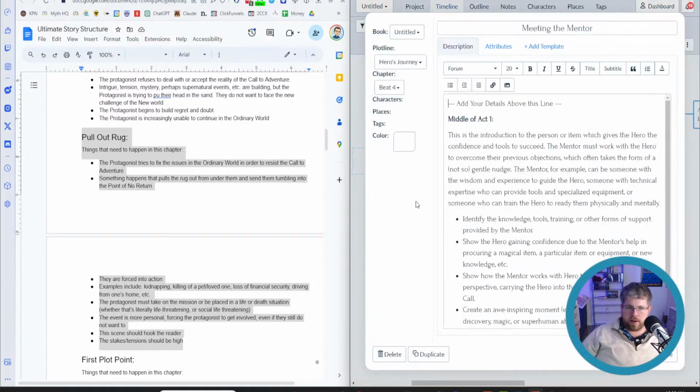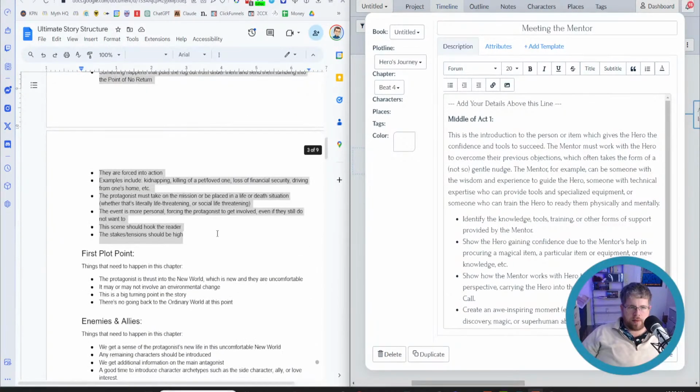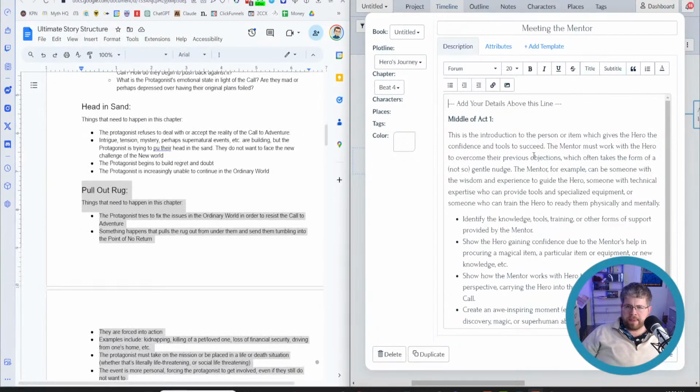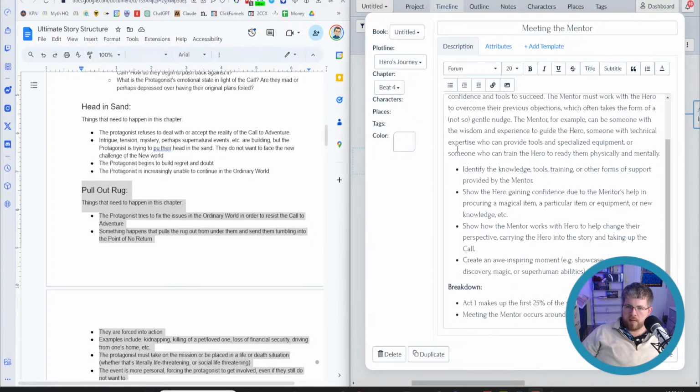All right, here's one where I think we may be missing something. This is the introduction. So, meeting the mentor. Introduction to the person or item, which gives the hero the confidence and tools to succeed. The mentor must work with the hero to overcome their previous objections, which often takes the form of a not-so-gentle nudge. The mentor, for example, can be someone with the wisdom and experience to guide the hero, someone with technical expertise who can provide tools and specialized equipment, or someone who can train the hero to ready them physically and mentally.